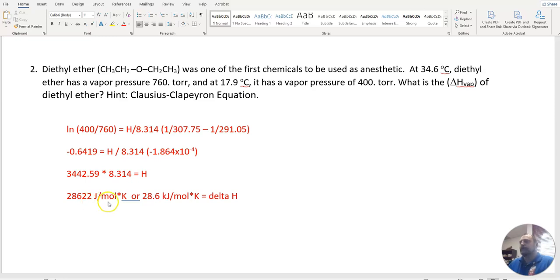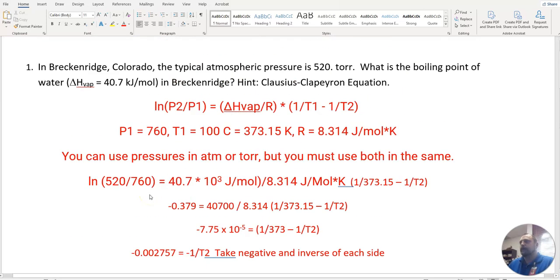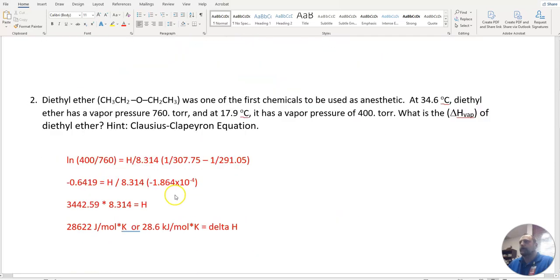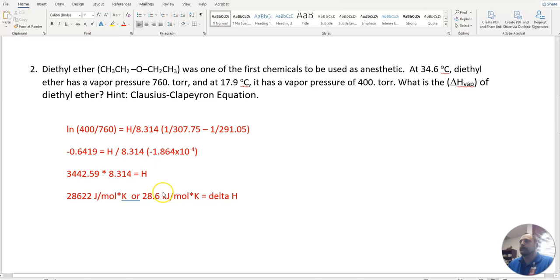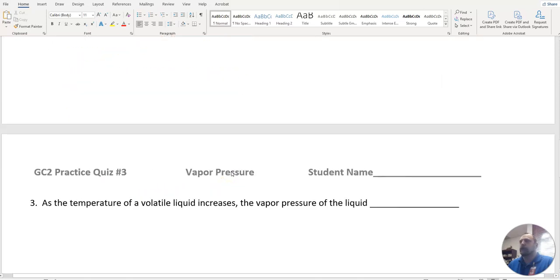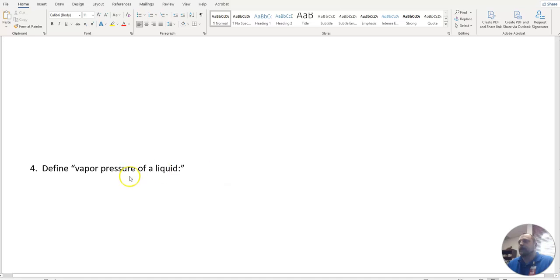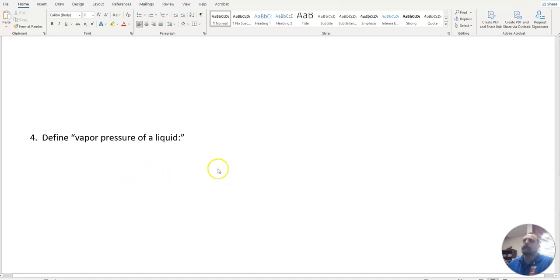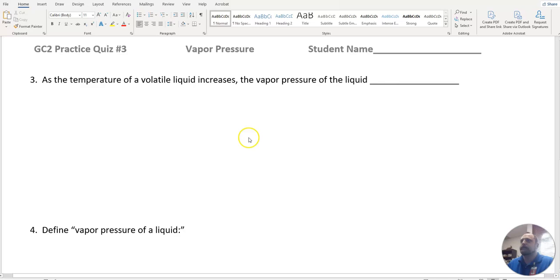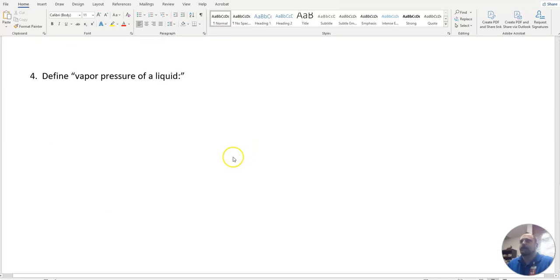28,622 joules per mole. That seems like a lot, but remember when we were up here, for water it was 40,700 joules per mole. So this is only 28.6 kilojoules per mole. So that's actually acceptable. As the temperature increases, the vapor pressure will increase. So the vapor pressure is the pressure of the gas above a liquid at a given temperature.